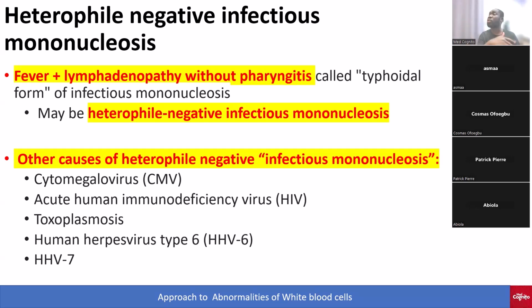Causes of sore throat without the monospot test being positive: HIV, cytomegalovirus, toxoplasmosis, human herpes virus type 6, human herpes virus type 7. This one, even if you're asleep and I come waking you up, you should be able to recite them for me. Negative heterophil causes of sore throat.